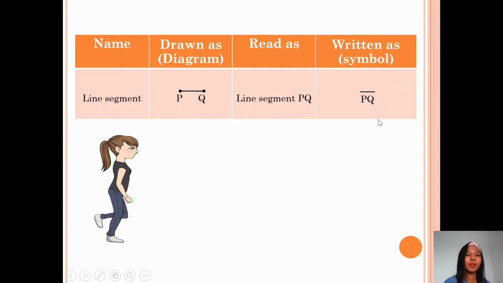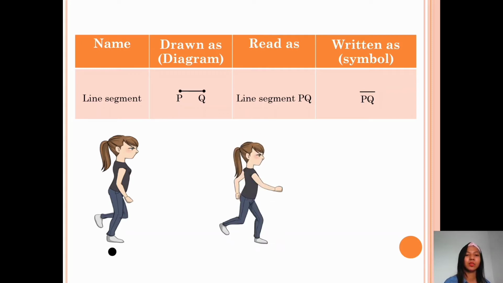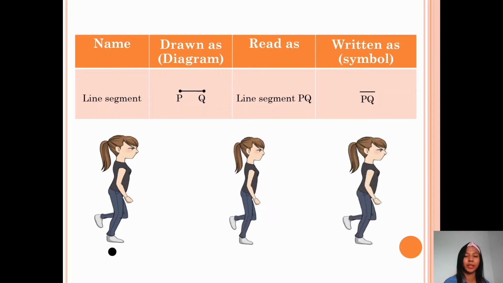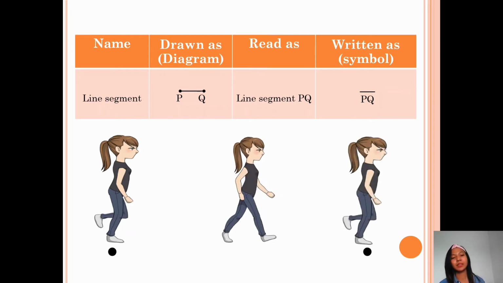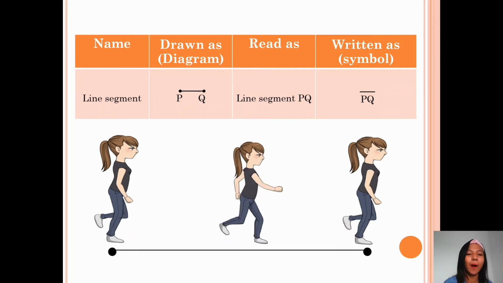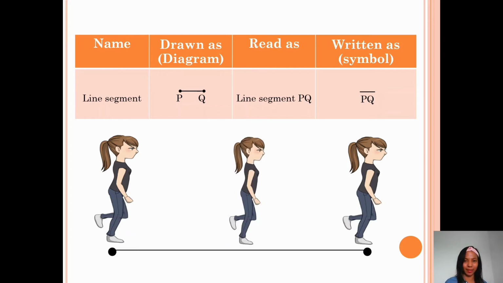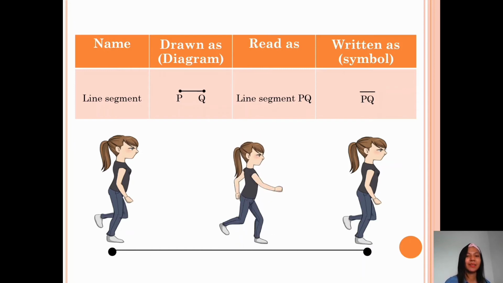So again, this is about line segment. As an example, a girl goes from one point to another point, walking towards the other point. This is an example of a line segment. All right, clear? Okay, next.